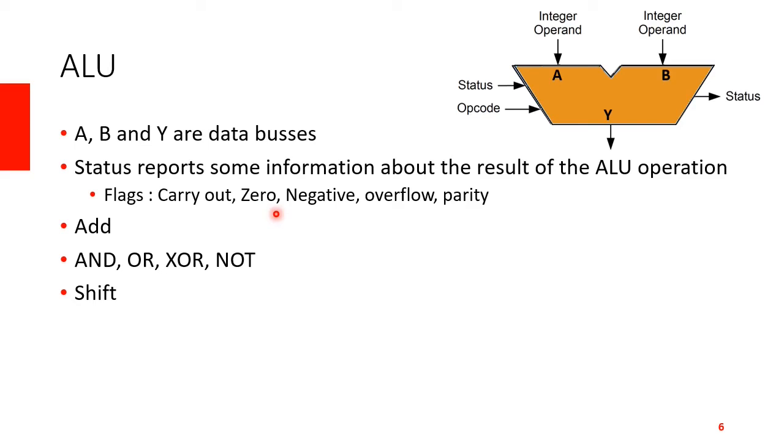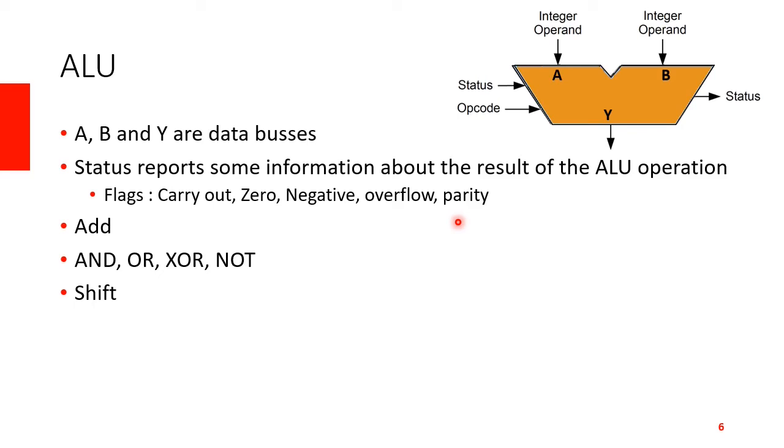Or if the result is negative, it produces another flag called the negative flag. And overflow is kind of a carry out, a special case of carry out. And then parity: when you sum the output, whether it is an odd number or an even number can be informed to the control unit as a status. So we do this with different flags.